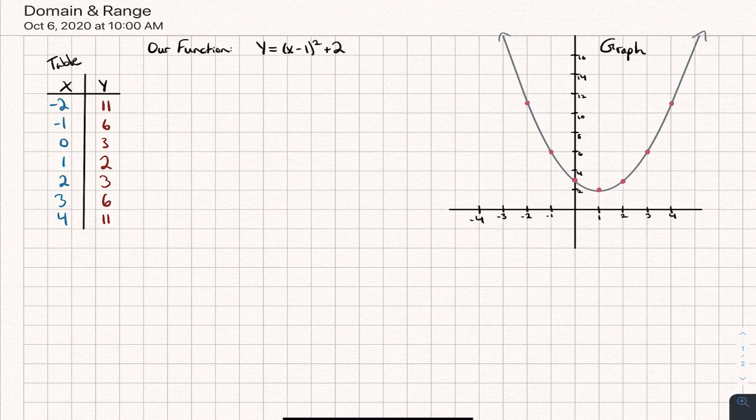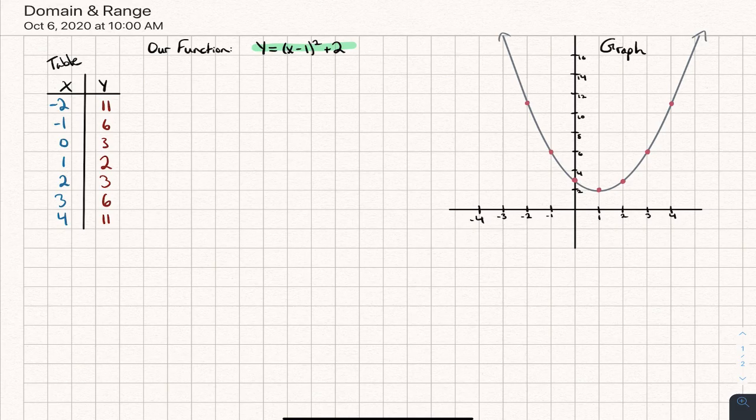So what we're going to be tackling now is the domain and range of functions when given a table and given a graph, because it's a little bit different when we're looking at those two. So when it comes to a table like we're going to see down below right now, we actually have a table for the function y equals (x minus 1) squared plus 2.